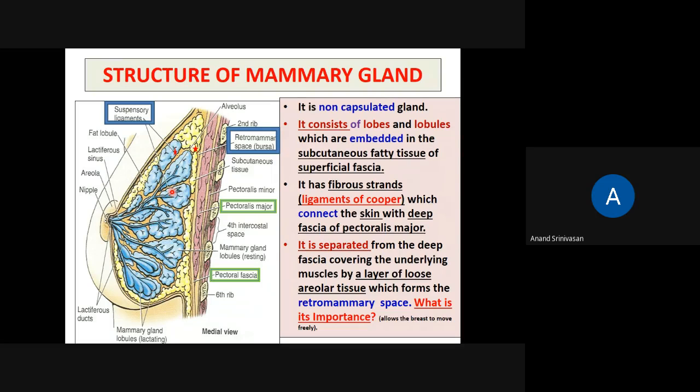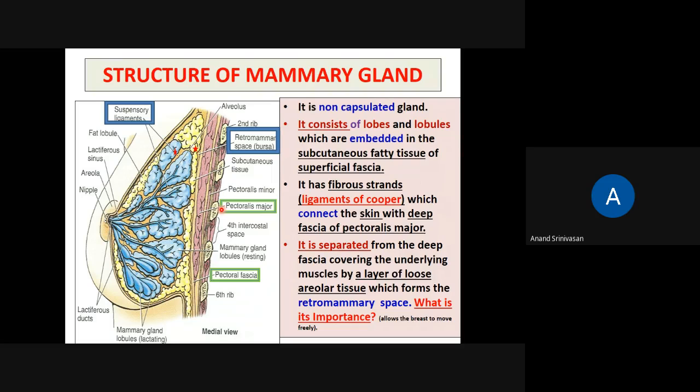Now, how is this fat kept in its position? The mammary gland is present in the pectoral region, but how is it kept there? It is kept in the pectoral region by means of ligaments, some fibrous strands which connect the skin with the deep fascia of the pectoralis major, the clavipectoral fascia. There are some tiny ligaments which hold the mammary gland in its place.